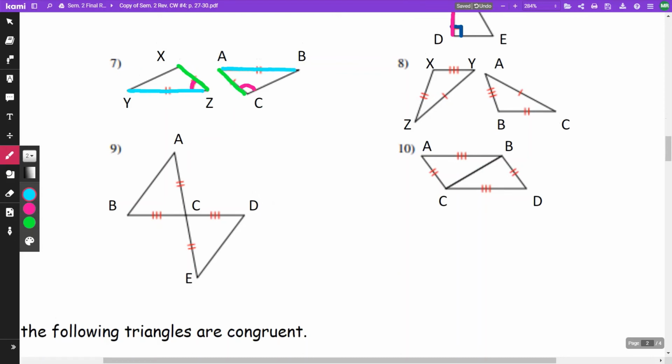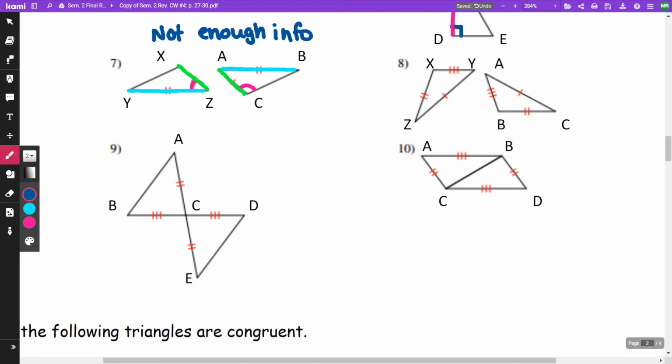Now I have the 3 same markings, but they're not in the same spot. This angle is in between these 2 line segments, and this angle is outside. So this one would be side, angle, side, and this one is side, side, angle. So in this case, not enough info.